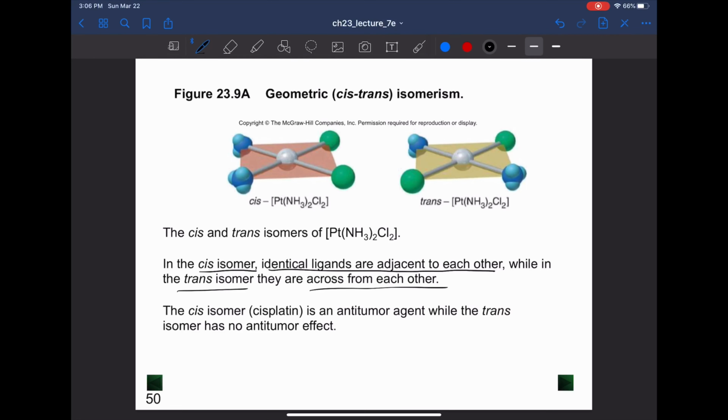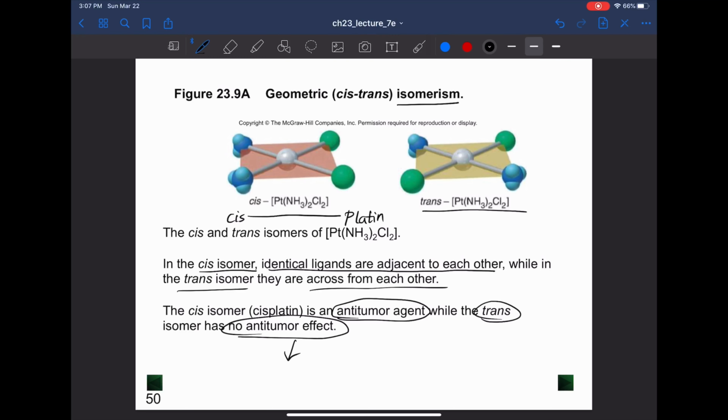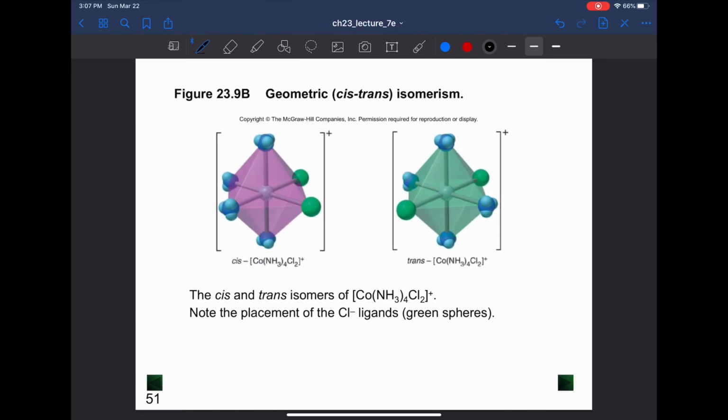Because isomers in themselves can act differently in terms of their chemical reactivity. So this compound is called cisplatin. The cis isomer of this platin is an anti-tumor agent, but the trans isomer has no anti-tumor effect. So this is the reason why we have geometrical isomerism.